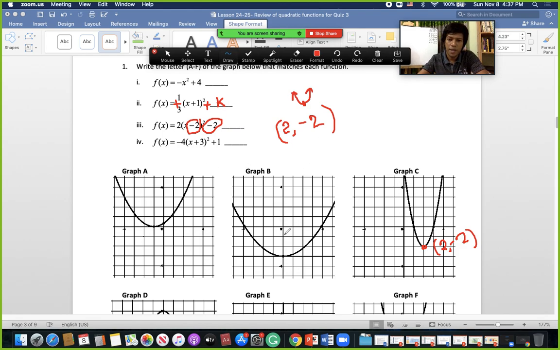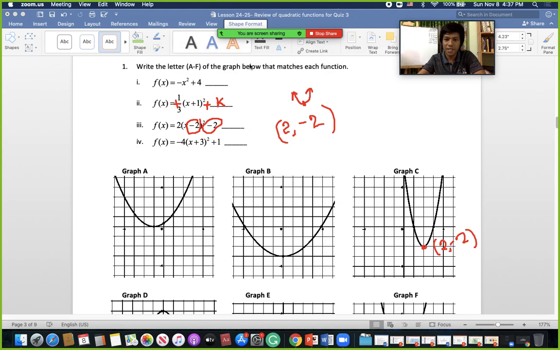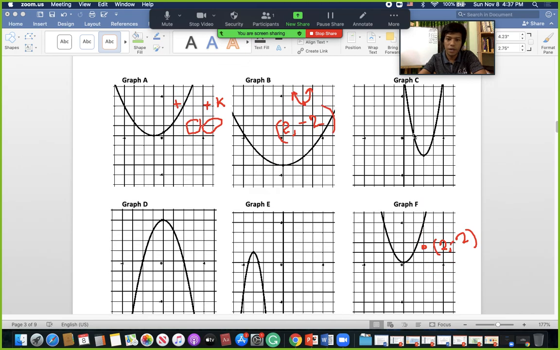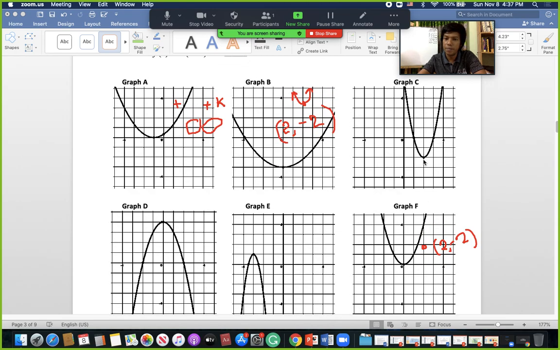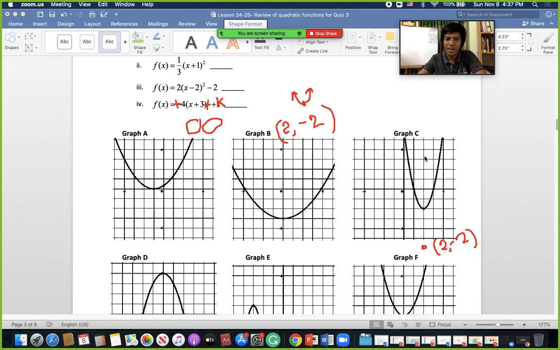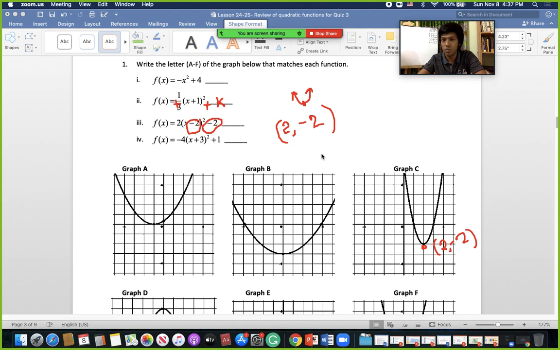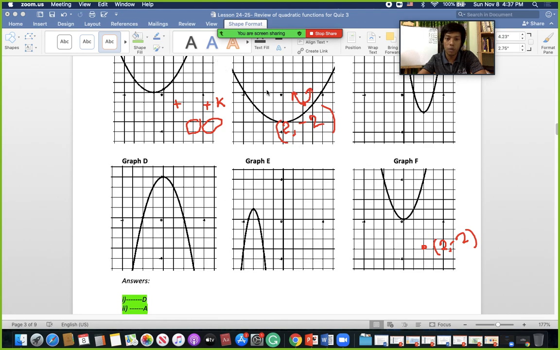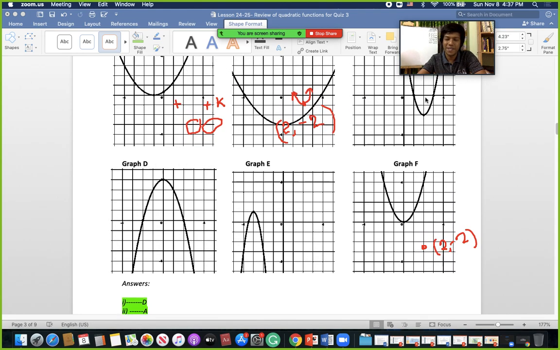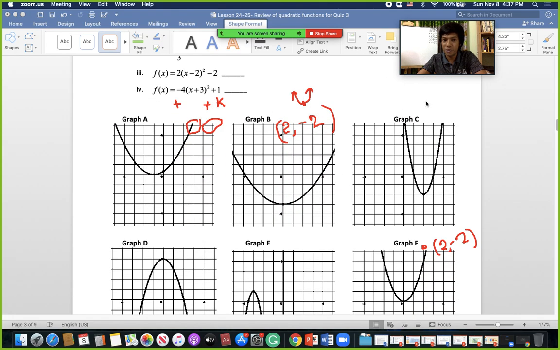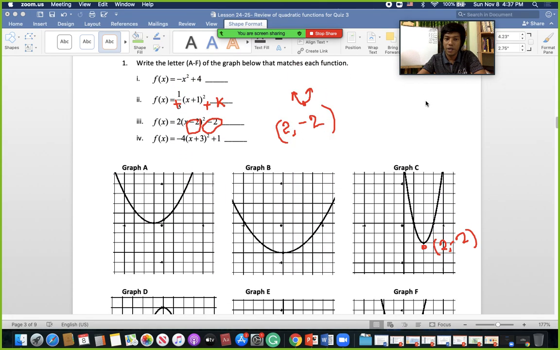But as you will notice, among all these questions, there is no other graph having the same vertex. We already know that our vertex must be 2 comma minus 2, and there is no other graph with 2 comma minus 2 other than this one. So this one must be the answer. That's why we do not have to go for any additional calculation.